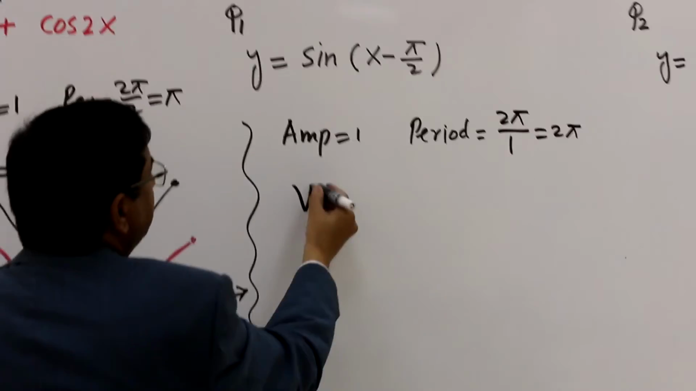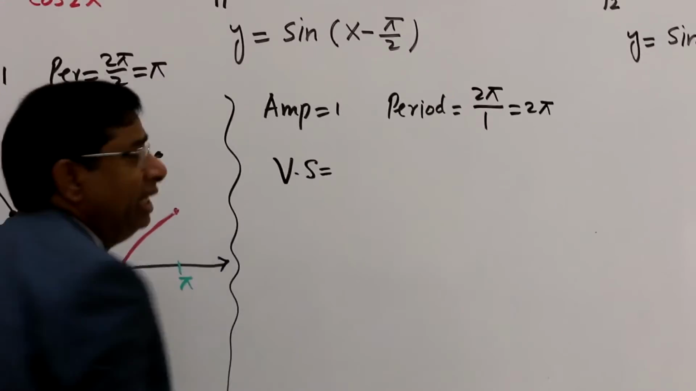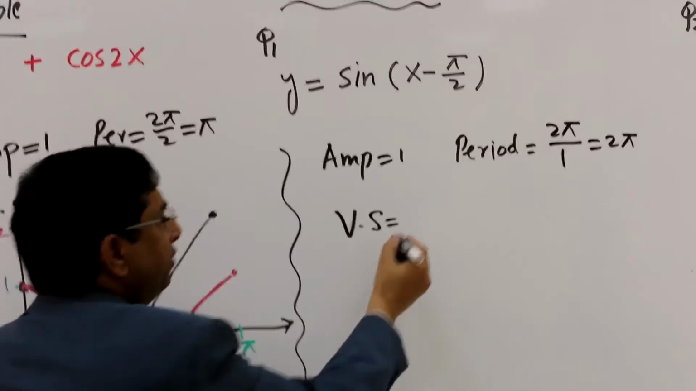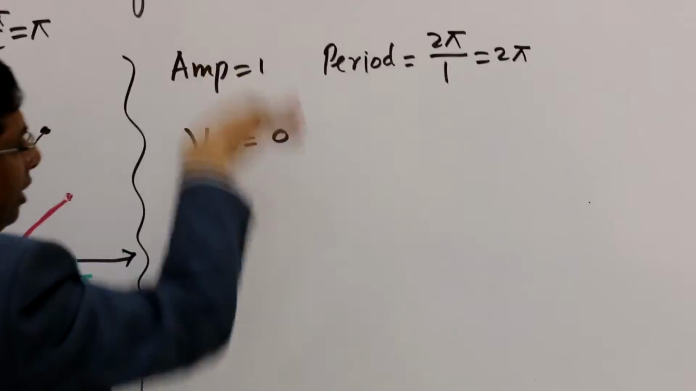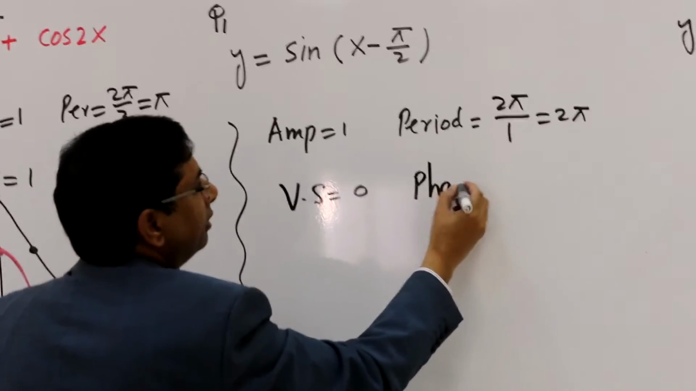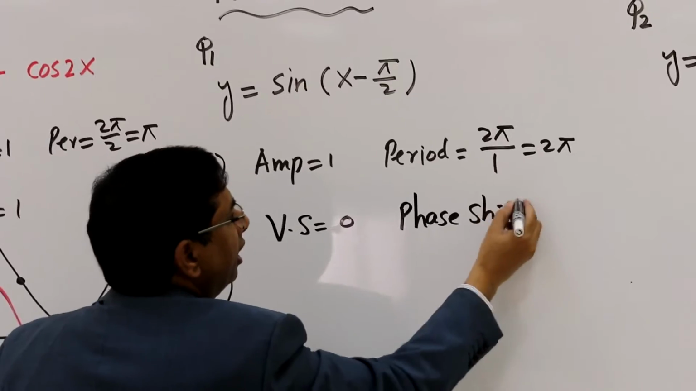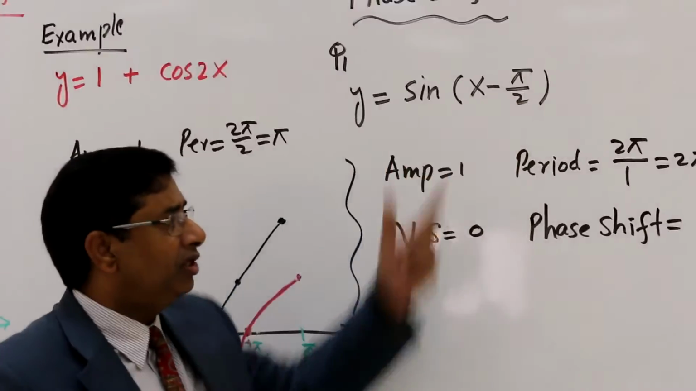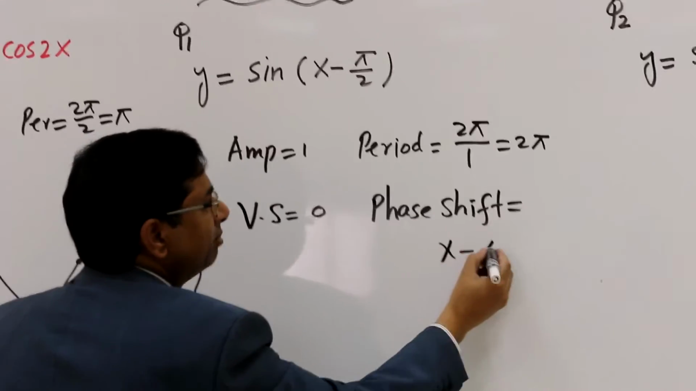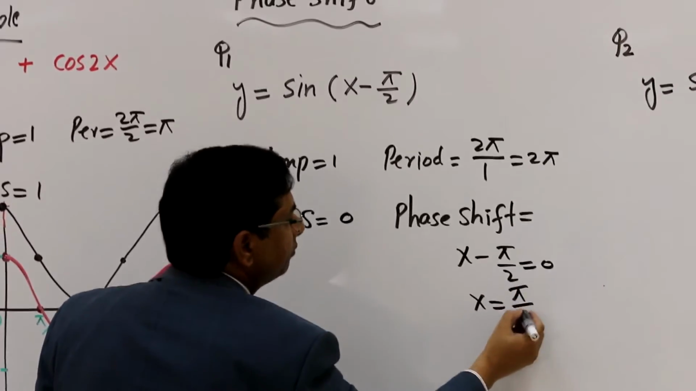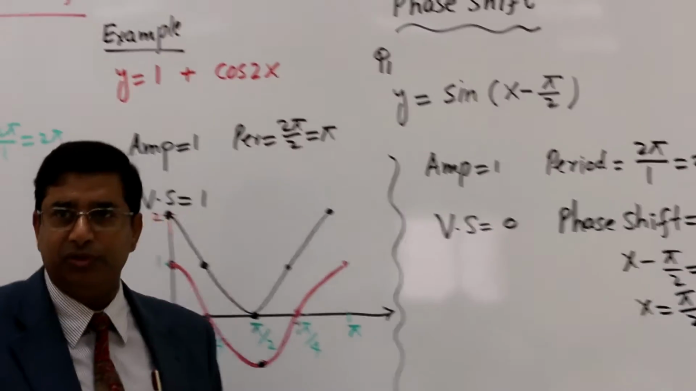What about the vertical shift? Is there any vertical shift in this question? No. So vertical shift is 0. We are not moving along the y-axis. Then phase shift. Phase shift means we take this thing equal to 0. This comes x minus pi over 2 equal to 0, and then find out x is equal to pi over 2. x is equal to pi over 2.